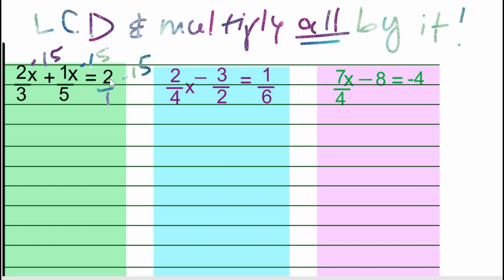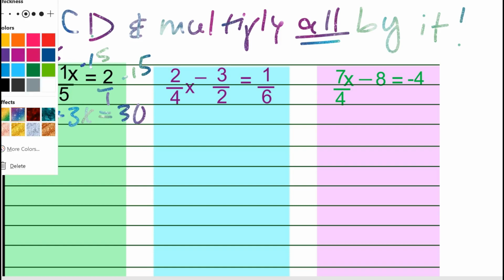All right, so the math behind it, you don't have to write this down. So we're basically saying 2 times 15. We just do it. 2 times 15 is 30. 30 divided by 3 is 10, right? So we get 10x plus 15 times 1 is 15. 15 divided by 5 is 3x. And then we come over here and say, well, 2 times 15 is 30.